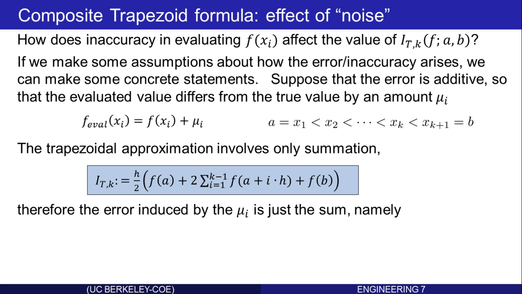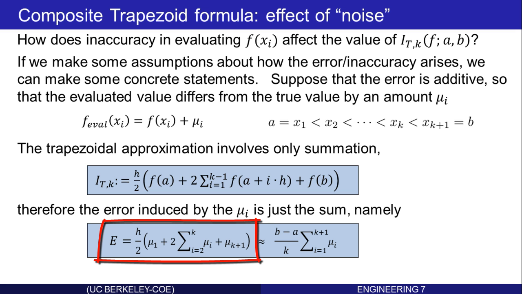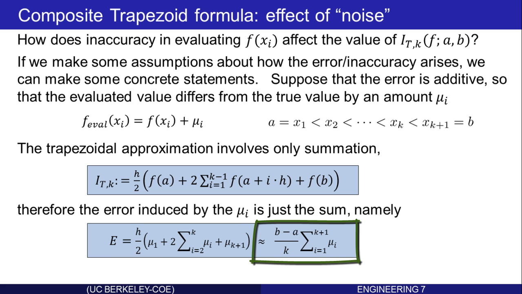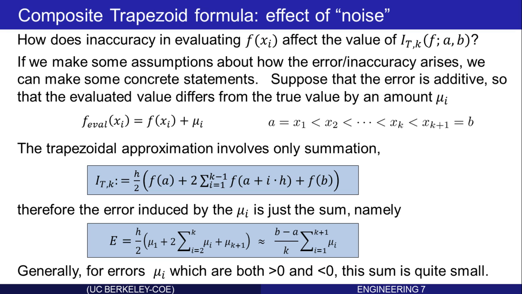Therefore, the error induced by the mu_i's is just this sum of the mu_i's, namely h over 2 times mu_1 plus 2 times the sum of all the intermediate mu's plus the last mu. For large values of k, it's just approximately this. Now generally, if the errors are such that some of them are positive and some of them are negative, kind of in a random fashion, then this sum will be quite small because there'll be lots of cancellations.